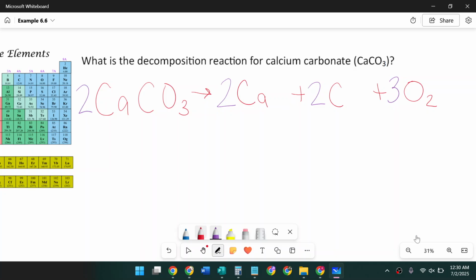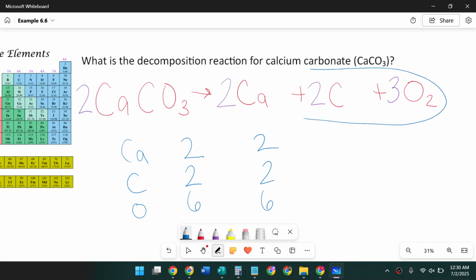So let's check to make sure we're balanced here. We have calcium, we have 2 on the reactant side, and then 2 on the product side. Carbon, we have 2 on the reactant side, and then 2 on the product side. And then for oxygen, we have 2 times 3 is 6 on the reactant side, and 3 times 2 is 6 on the product side. So this is our balanced equation.